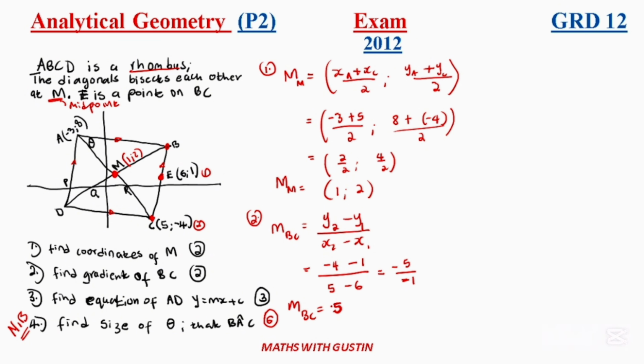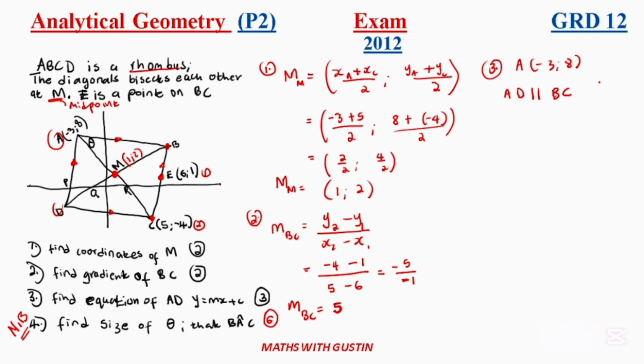And then they said to us here, find the equation of AD. So they're looking for the equation of this line here, the line AD. So if they are looking for the equation of AD, what do we have? We only have one coordinate, which is the point A there. However, we know that line AD is also parallel to line BC.